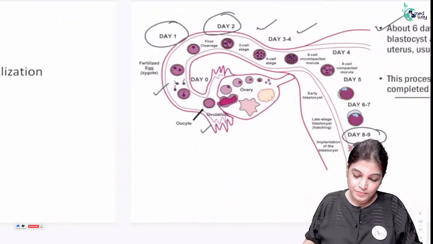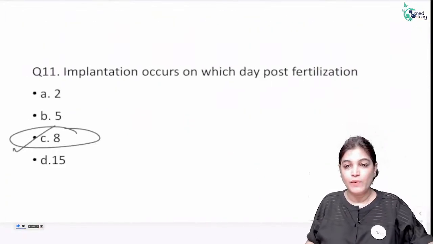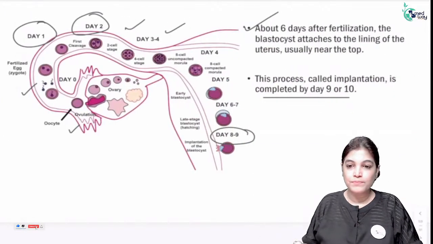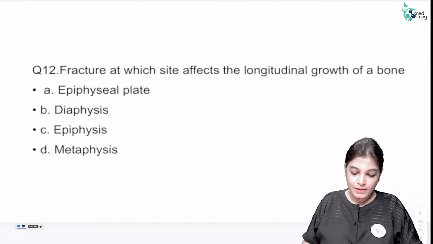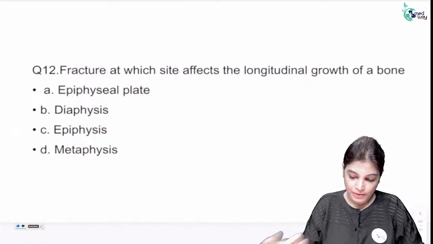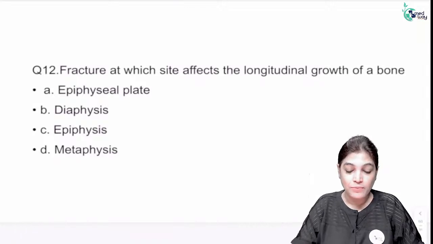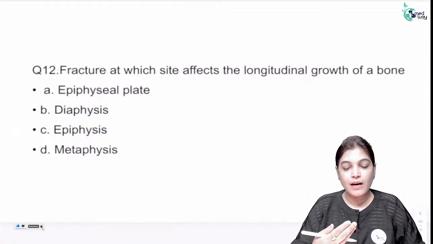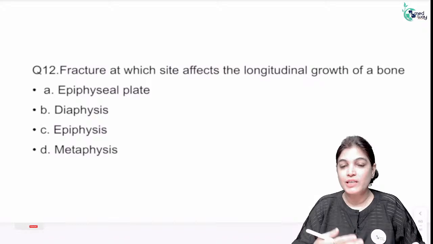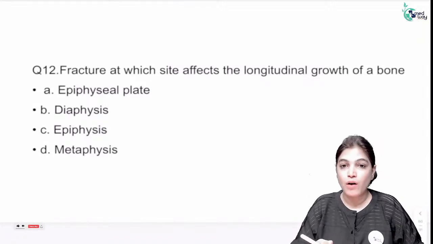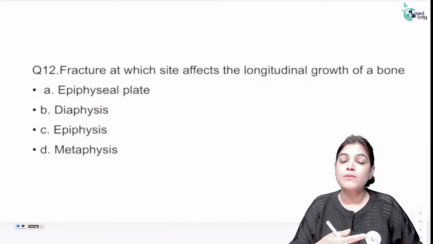Now let's move on to the next question, question number 12. Fracture at which site will the longitudinal growth of bone be affected? Something like this was asked. This is a question of general anatomy, and in the general anatomy session we have already covered all the groups of muscles. We have discussed the general anatomy of muscle, the general bones, the epiphysis, the law of ossification, the sesamoid bone, and we have discussed diaphysis, parts of long bones, types of epiphysis, and all the examples of joints.